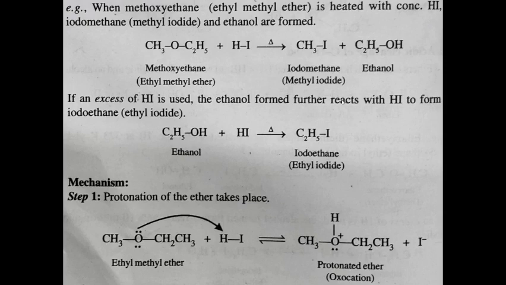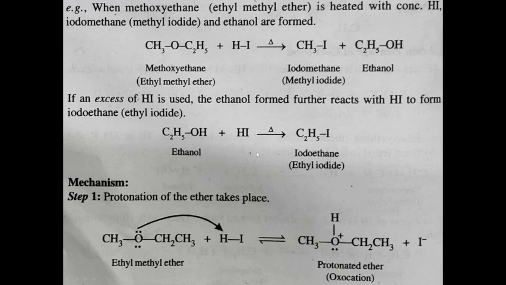Okay, and if excess HI is used, the ethanol formed further reacts with HI to form iodoethane. So if you want to use excess HI, then ethanol will become ethyl iodide. Then we are getting a mixture of products in the reaction system itself. So one is iodomethane, another is iodoethane if you use excess HI. Otherwise, ethanol we just need to remove, and then we get iodomethane. Okay, so let's discuss the mechanism.